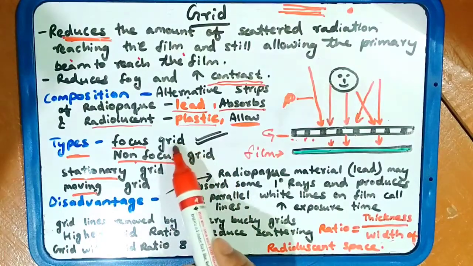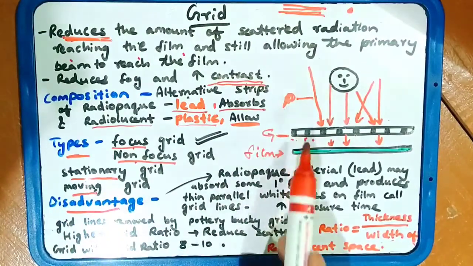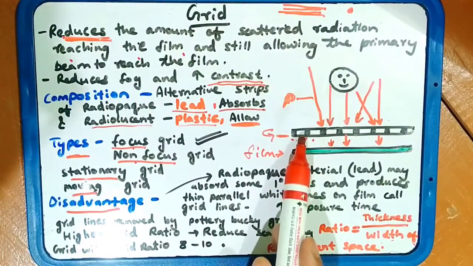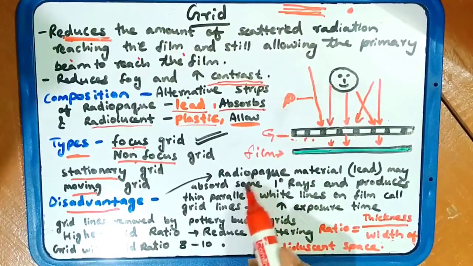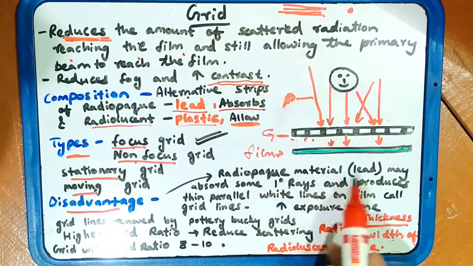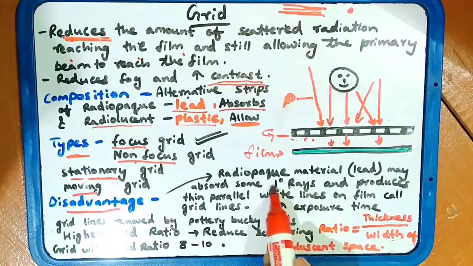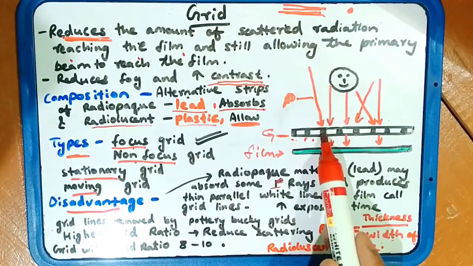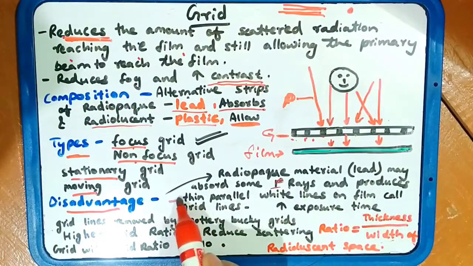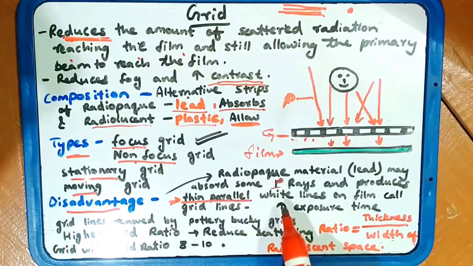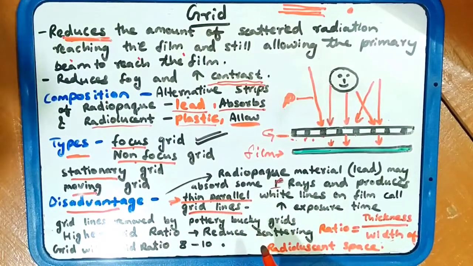What are the disadvantages of grid? While using grid, what disadvantages do we face? The radio opaque material, that is lead, may absorb some of the primary rays, and sometimes it produces thin lines on the film. This is known as grid lines. When the white lines are getting on the film, those lines are known as grid lines.